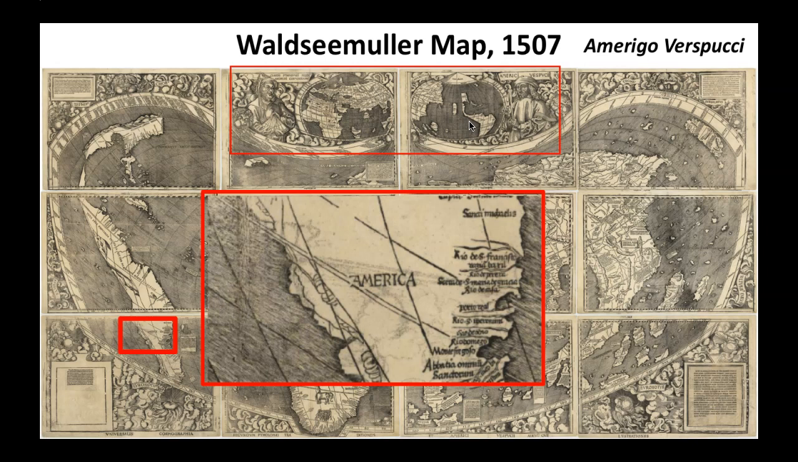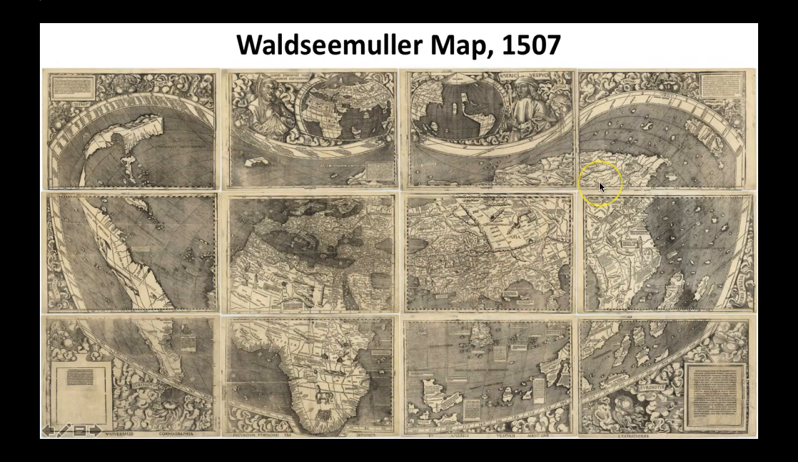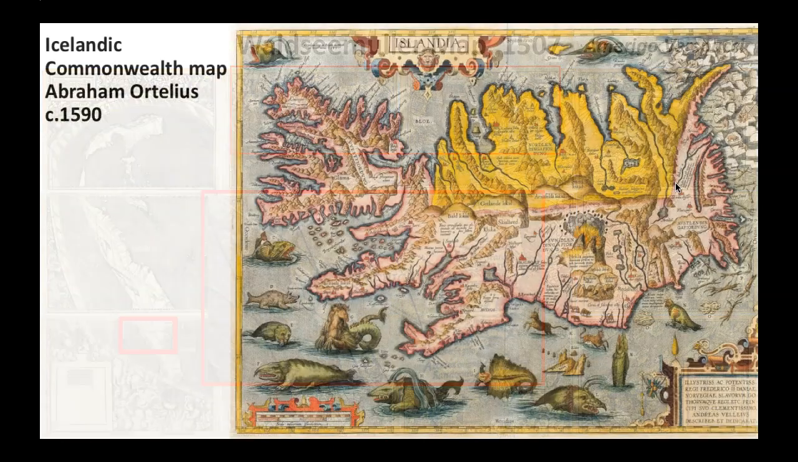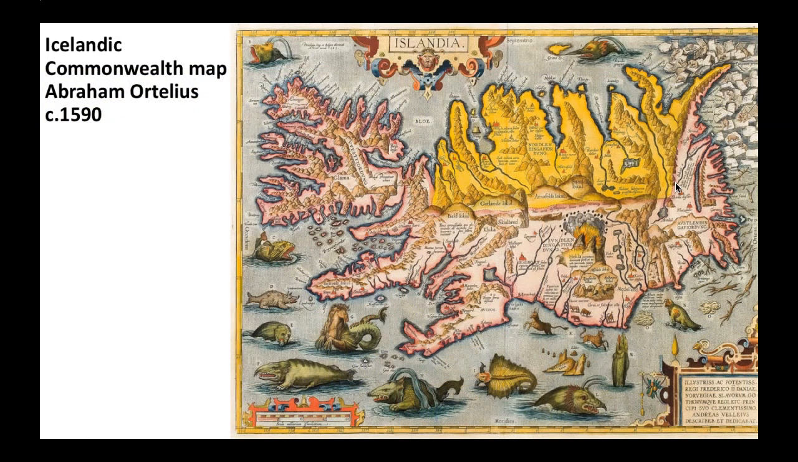But this is the first map to have the name America, and a reproduction of this map was bought by the Library of Congress, and it is kept in the Library of Congress, and displayed there as the birth certificate, in a sense, of the Americas.